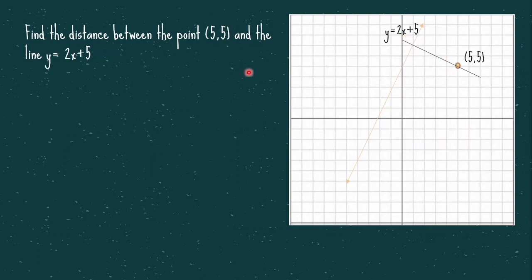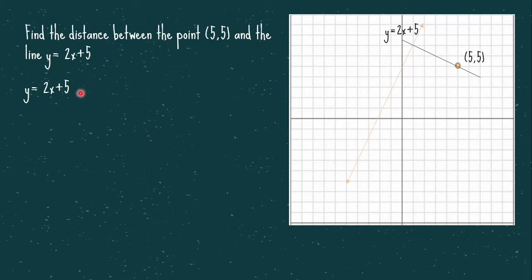So the very first thing that we need to do is to identify the slope of our perpendicular line segment. We need to get the opposite reciprocal of our slope. If you remember the slope-intercept form from your previous grade, this 2 right here is our slope. It has a hidden 1 denominator. And this 5 right here is the y-intercept of our line.